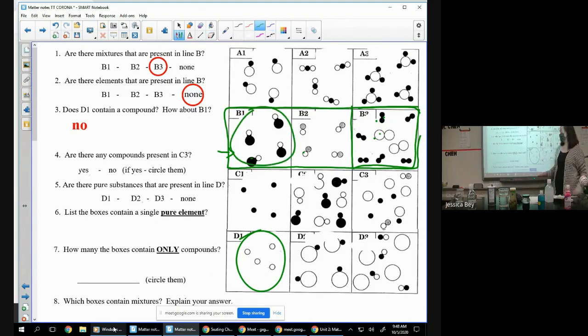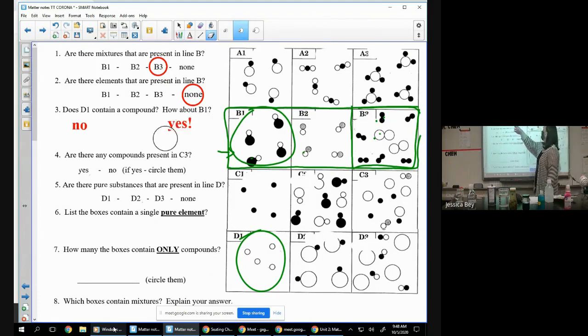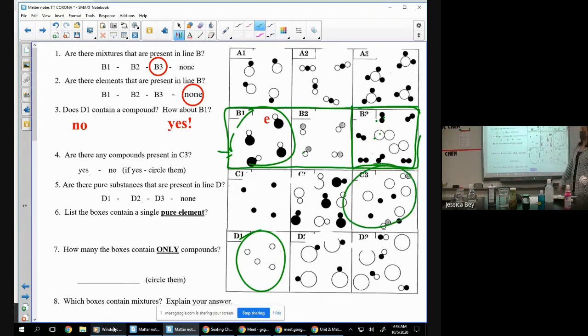Yes, they are chemically joined together in the same exact ratio, every single one. Are there any compounds present in C3? Do you see any compounds in C3? Anything that is chemically joined together? Yeah, you do. The little gray ones with the little white ones. Yes. I circled them.